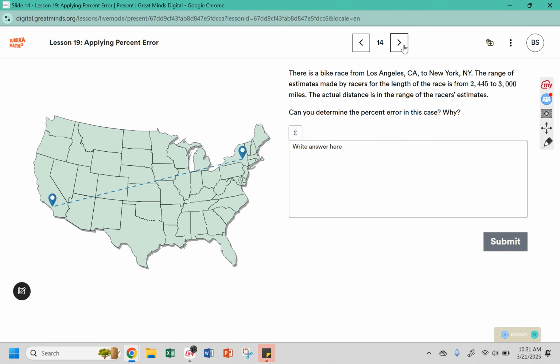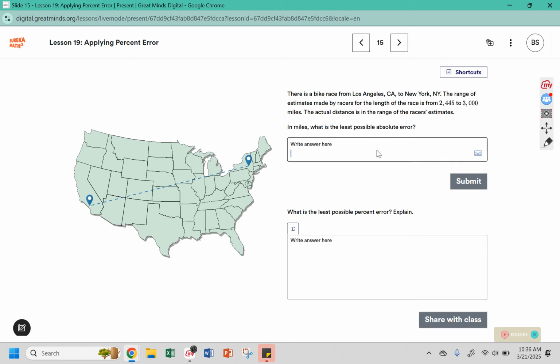There is a bike race from Los Angeles, California to New York. The range of estimates made by racers for the length of the race is from 2,445 to 3,000. The actual distance is in the range of the racers' estimates. Can you determine the percent error in this case? Why? The least possible error would be if somebody got the answer right on the actual distance, and so that would be 0 miles off.